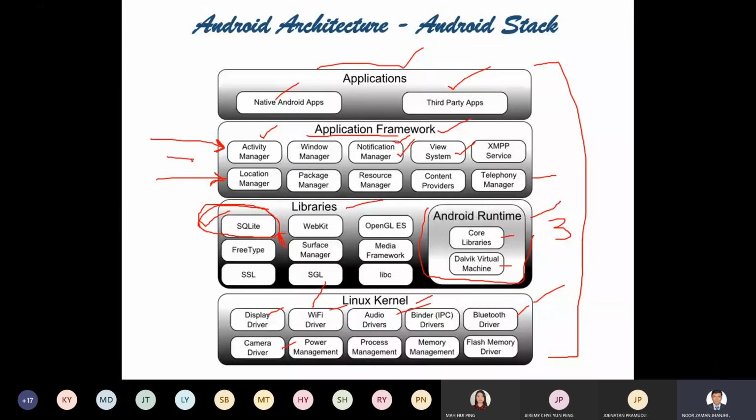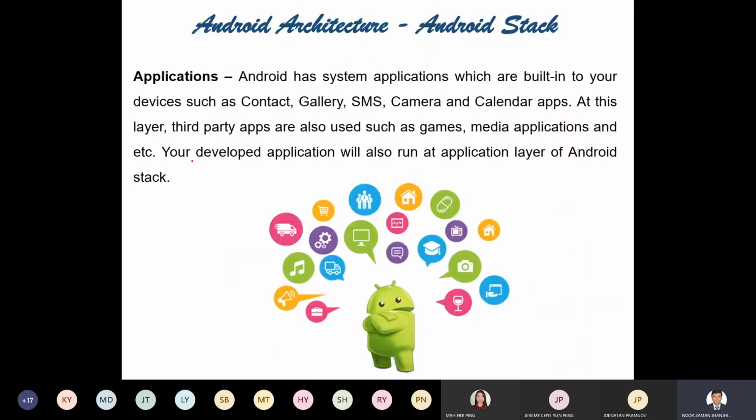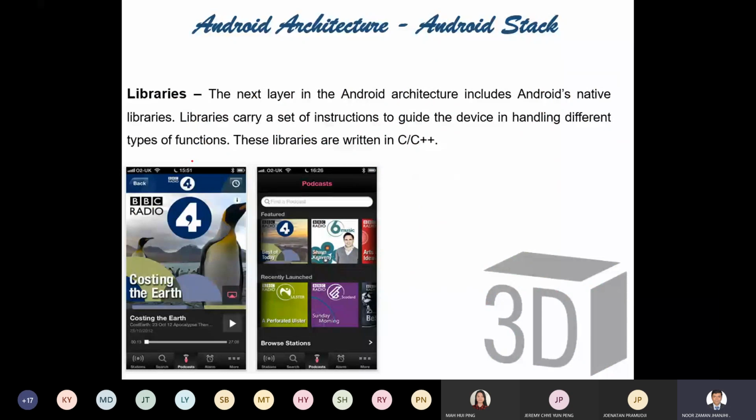So what are the libraries? The libraries are further divided into the Android runtime as well. So now we're going back to that. You can see the libraries are the next layer, the third layer in the Android architecture from top to bottom. The Android architecture includes native libraries. Native libraries means those libraries which are already built in, which we cannot uninstall, and which provide support to the native applications, and are also ready to provide support for third-party applications that we are going to install.